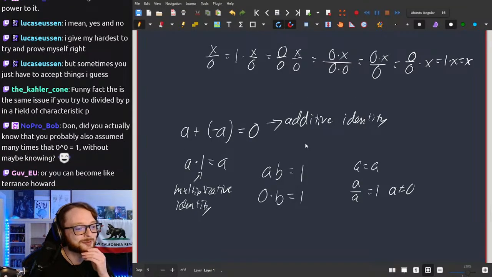They probably know 0 to the 0 is 1 many times without knowing. I did not know that. When I read that, I was like, really? We just kind of take it to be 1? I know you can L'Hopital's it. That's what I usually do if I encounter that. Or you can become like Terrence Howard. That's true, you could.